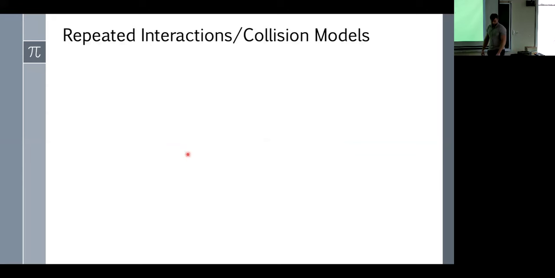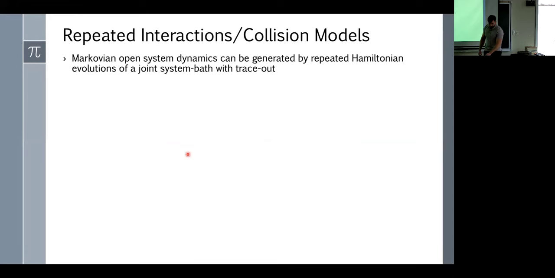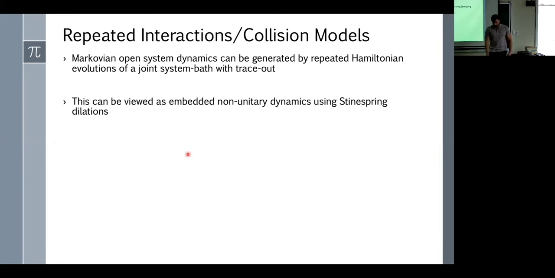Okay, so now I'm going to introduce another framework for writing down open systems, called repeated interactions. This is also a Markovian process. We think of a Hamiltonian that's repeatedly interacting with a discrete part of a larger bath, and then that part is discarded. So again, we don't build up a memory. We can view this as embedding non-unitary dynamics in a larger Hilbert space, in the sense that we briefly interact with a subsystem, evolve, and then discard it.